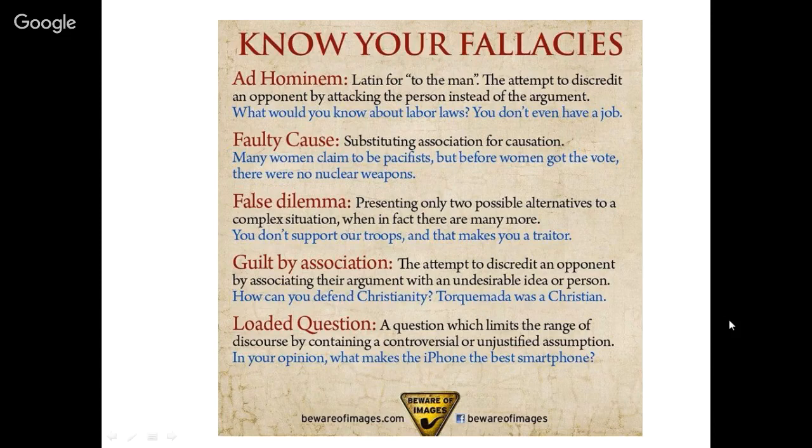So guilt by association, the attempt to discredit an opponent by associating their argument with an undesirable idea or person. For example, "How can you defend Christianity? Torquemada was a Christian." I don't know who Torquemada is, but I assume this person was bad. So we can also say, for example, Hitler. We can replace it with Hitler. Hitler was a Christian. And so because Hitler was a Christian, that supposedly makes all Christians bad. So you're guilty by association.